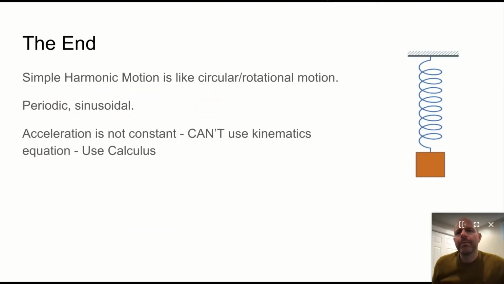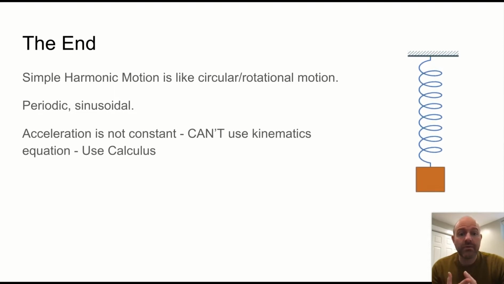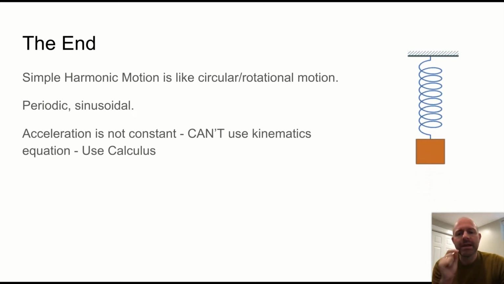All right, so wrapping up simple harmonic motion kinematics, there's a lot of similarities to circular and rotational motion. They are periodic. They are sinusoidal when we graph them, position versus time, and velocity and acceleration. But because acceleration is not constant, you can't use your kinematics equations. You have to use calculus.